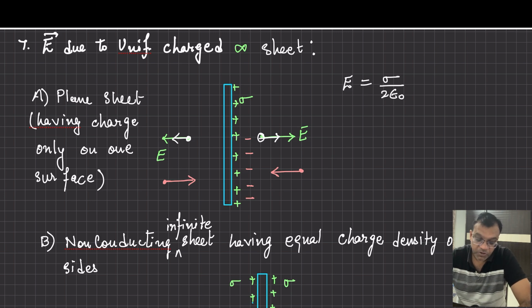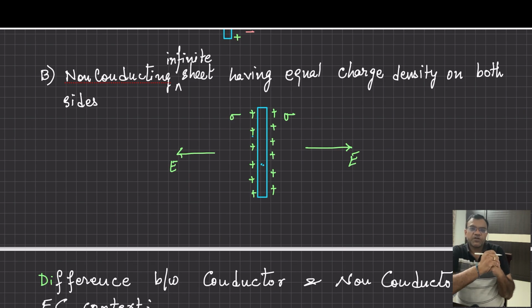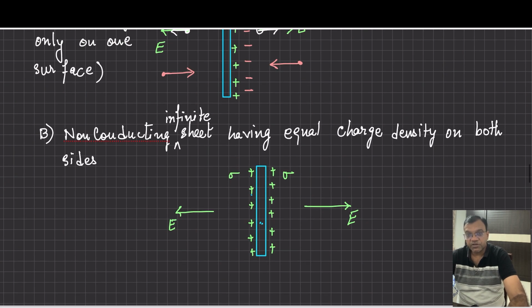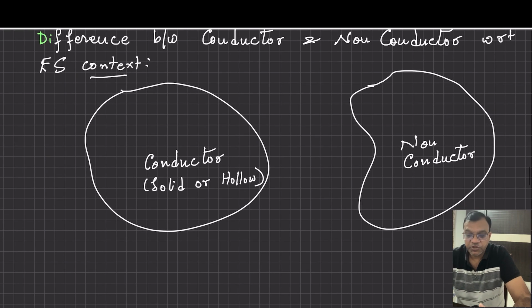Now next we have the non-conducting infinite sheet. This word conducting, non-conducting is coming for the first time in electrostatics here. So I would like to tell you the basic difference between conductor and non-conductor in the electrostatics context. We are going to discuss this particular topic in detail after some time, but in short, only for this particular part and the next electric field expression due to spheres, I would like to explain this.